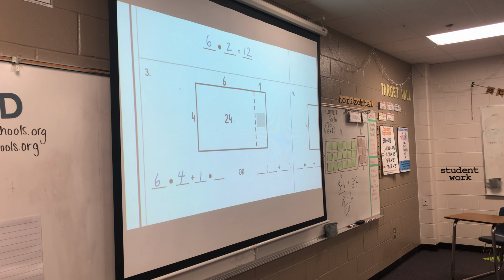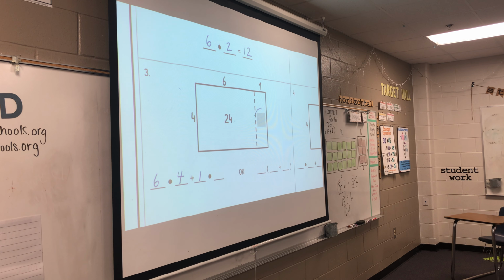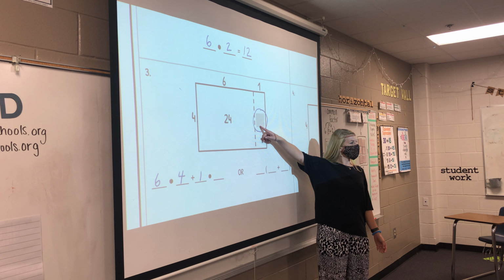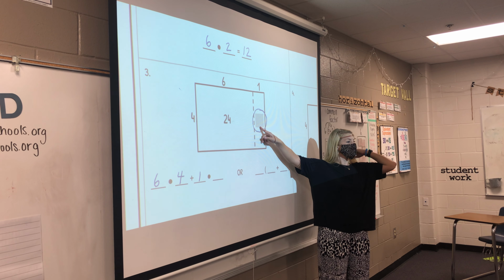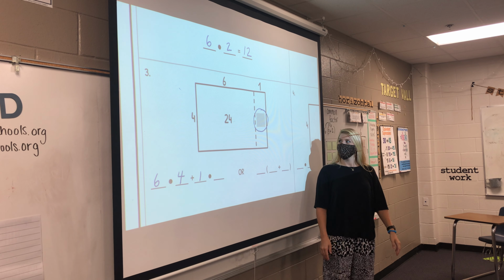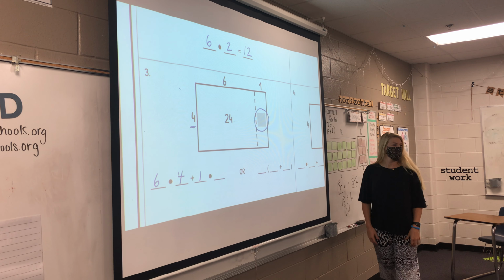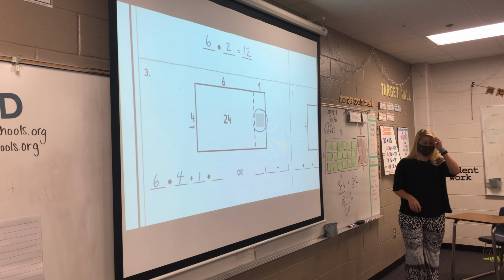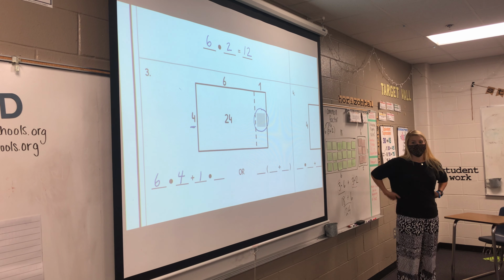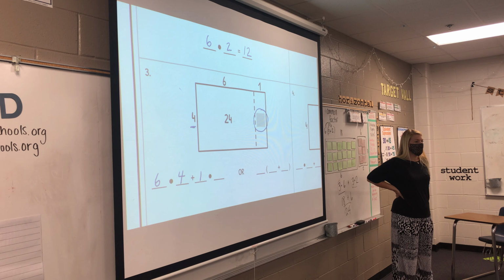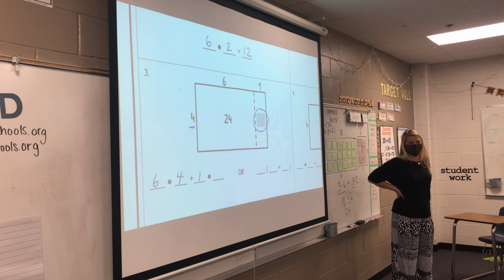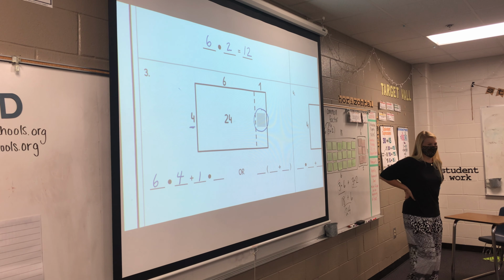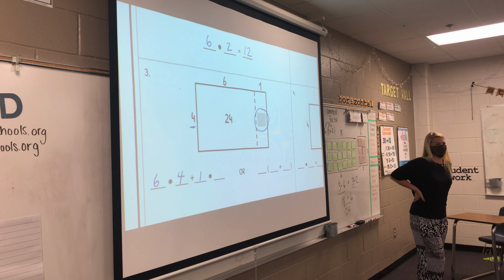So we have a blank here, right? How are we gonna figure out what that blank is? By multiplying 4 times 1. Where did you get 4 from? I don't see it on this side. Well, what do we know about opposite sides of rectangles? Abigail, what do you know about opposite sides of rectangles? It's equal on the same side? Yeah, they're equivalent. We're gonna say they're congruent.